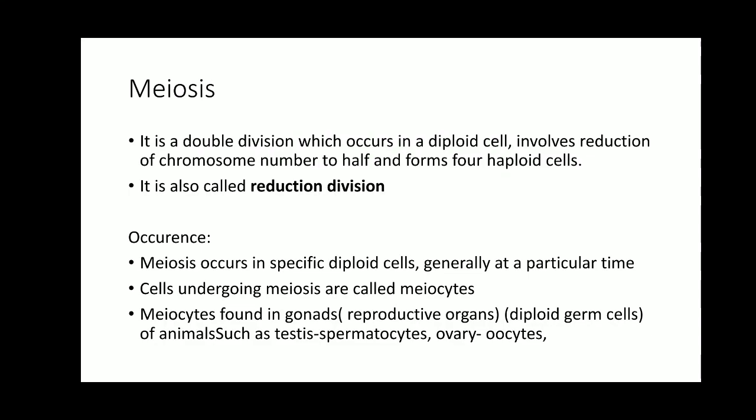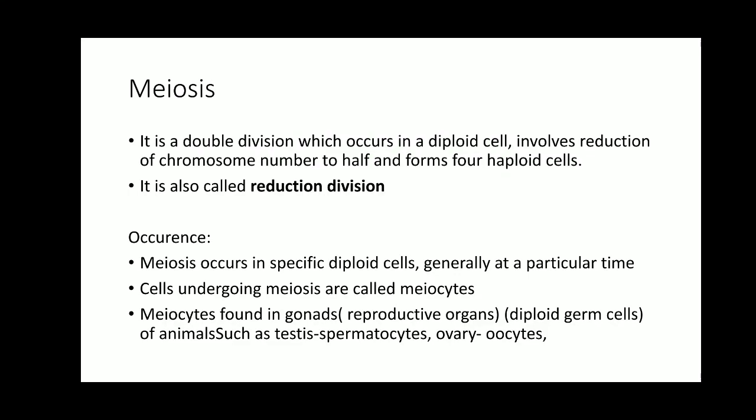The cells don't undergo meiosis throughout their life. Only at a certain period in their life do they undergo meiotic cell division, and that too in specific diploid cells known as germ cells. Cells undergoing meiosis are called meiocytes. Meiocytes are found in reproductive organs known as gonads, and they are diploid germ cells. They have the diploid number of chromosomes present.